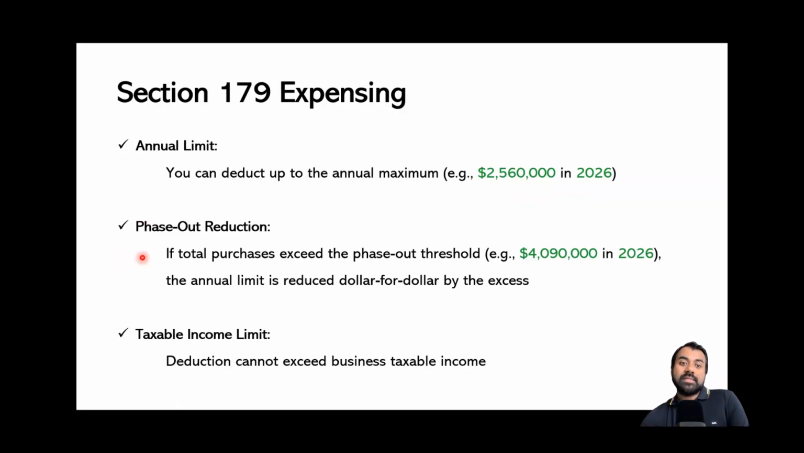The second thing is the phase out reduction. If total purchases exceed the phase out threshold, which for 2026 is 4,090,000, the annual limit is reduced dollar for dollar by the excess amount. Lastly, there is the taxable income limit. The deduction cannot exceed business taxable income. If you can remember these three things, you should be able to get all the questions on section 179 correct on your CFP exam.